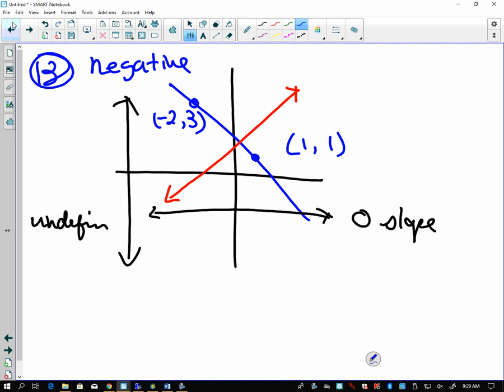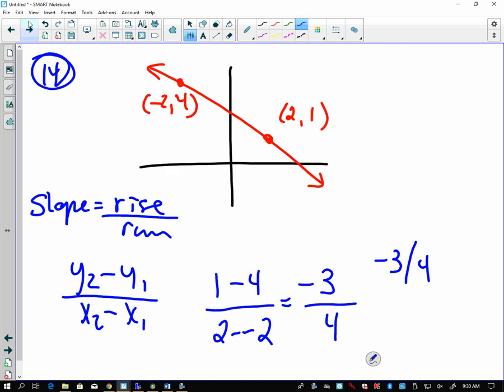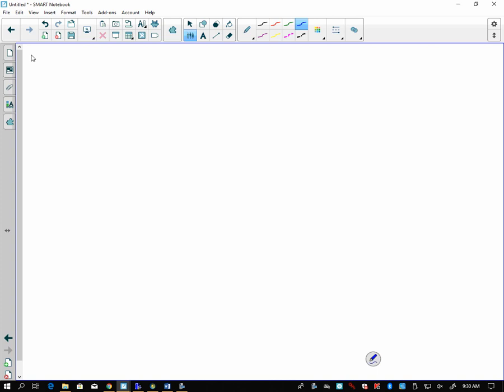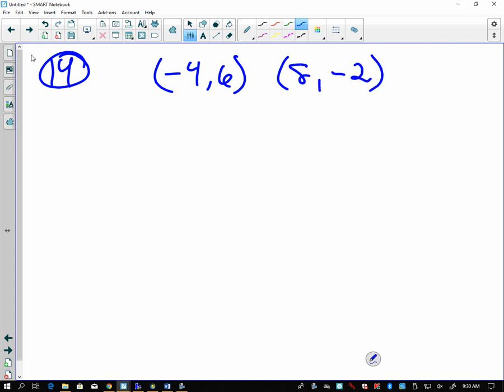And actually, this is 13. This should have been listed as 13B, so you have more than one thing there for 13. Let's go into 14. 14 gives me coordinates like negative 4, 6, and 8, negative 2, and asks what is the slope of the line that passes through those 2 points? Is this any different than the last question? No. I still have to use the same formula.